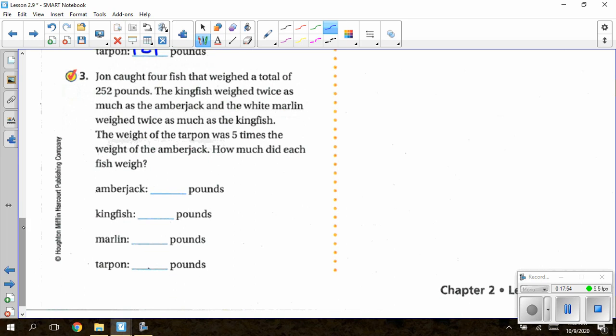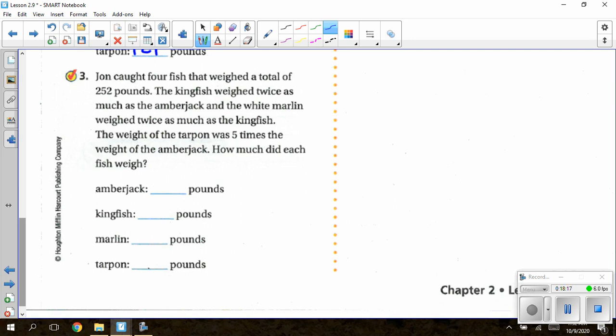Moving on to question number 3. For question number 3, it says John caught 4 fish that weighed a total of 252 pounds. The kingfish weighed twice as much as the amberjack, and the white marlin weighed twice as much as the kingfish. The weight of the tarpon was 5 times the weight of the amberjack. How much did each fish weigh?